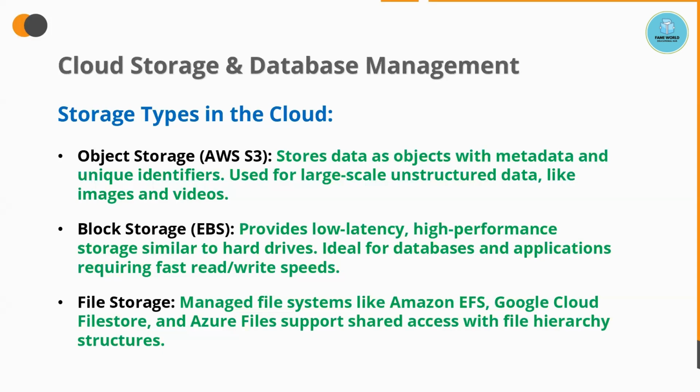When we talk about AWS S3, this is something inside AWS. What is AWS? AWS is Amazon Web Services. There we have the concept of S3. So what is S3? It is object storage. It stores data as objects with metadata and unique identifiers, and is used for large scale unstructured data like images and videos. When we talk about block storage, EBS is again there in AWS.